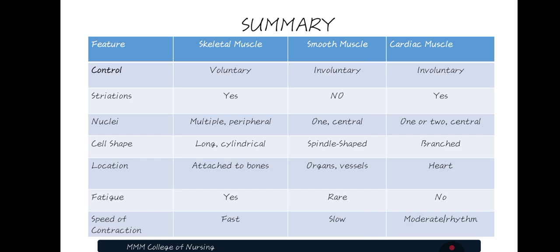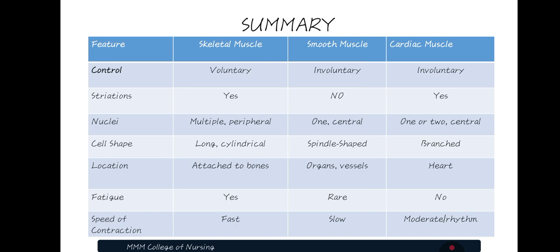Summary of features of skeletal muscles, smooth muscles, and cardiac muscles. The control of skeletal muscle is voluntary, smooth muscle is involuntary, and cardiac muscle is involuntary. Striations: skeletal muscle yes, smooth muscle no, and cardiac muscle yes. Coming to the nuclei, the skeletal muscle has multiple peripheral nuclei. Smooth muscle has 1 central, and cardiac muscle has 1 or 2 central.